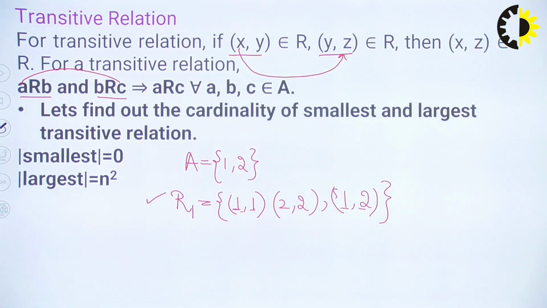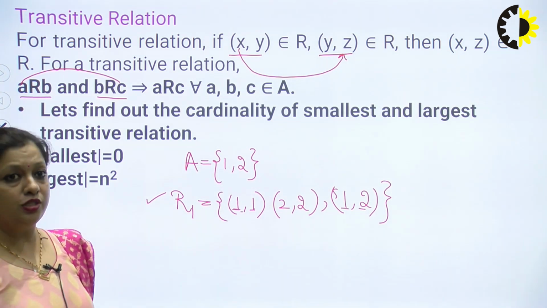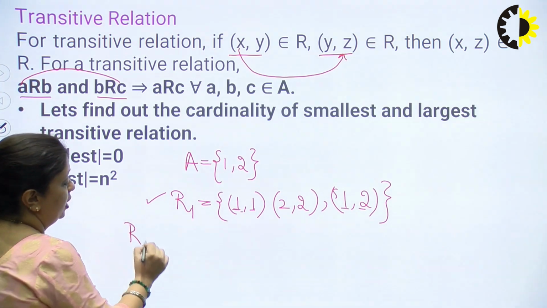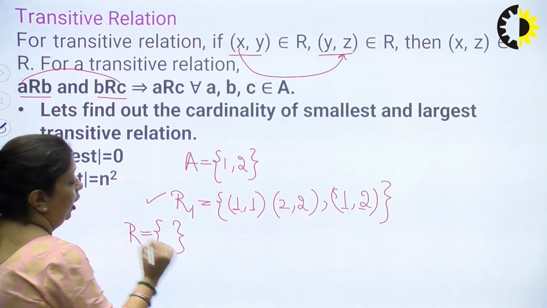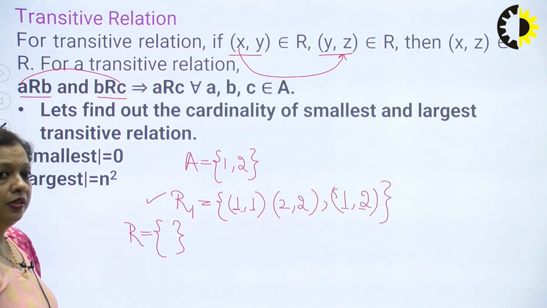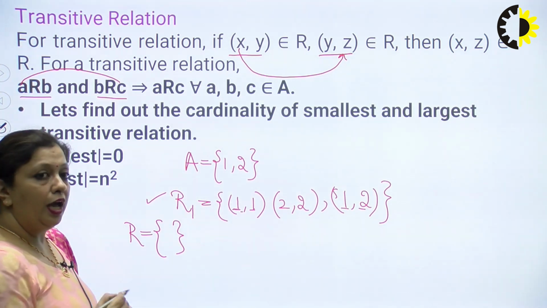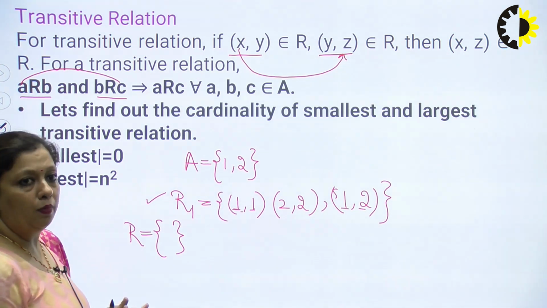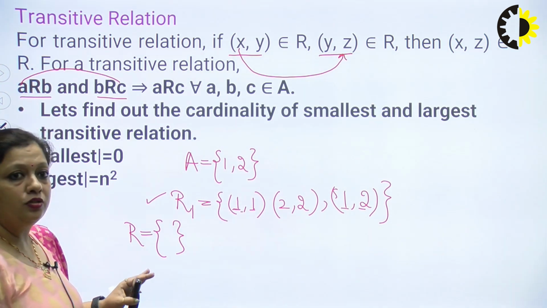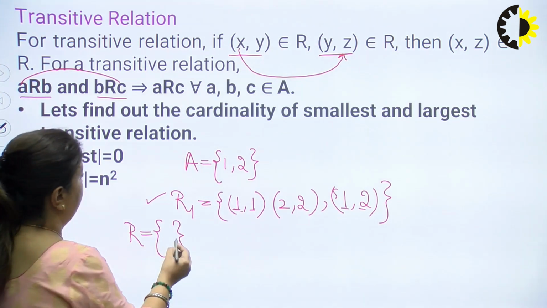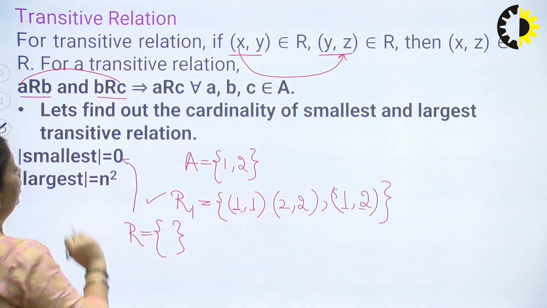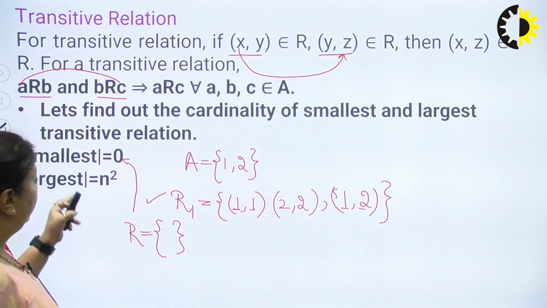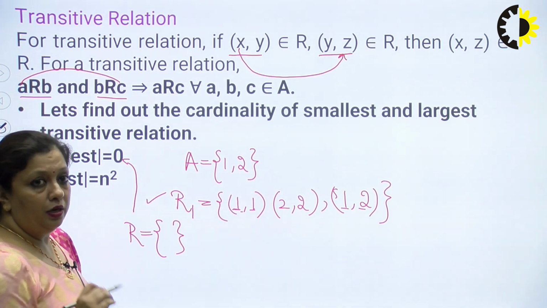Now, talking about the cardinality of smallest and largest transitive relation possible. So, if suppose my relation has nothing, it is an empty set. So, can I say that it is a transitive relation? Yes, because when I have A, B and B, C pair, then only I will be looking for A, C pair. Otherwise, by default, it is going to be transitive. So, that means the cardinality of smallest transitive relation will be 0. And what about the cardinality of largest transitive relation?